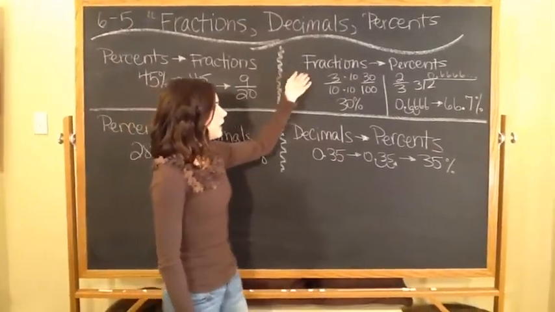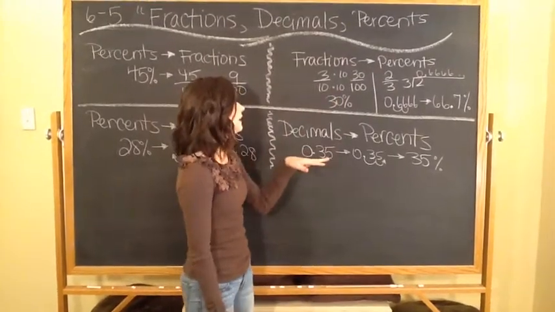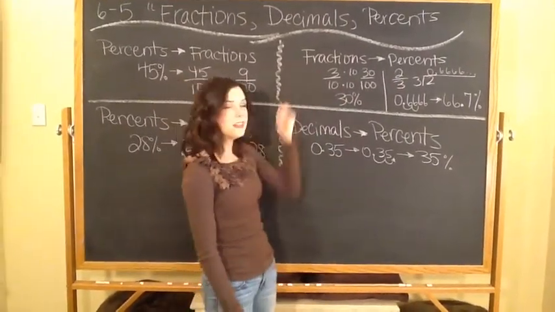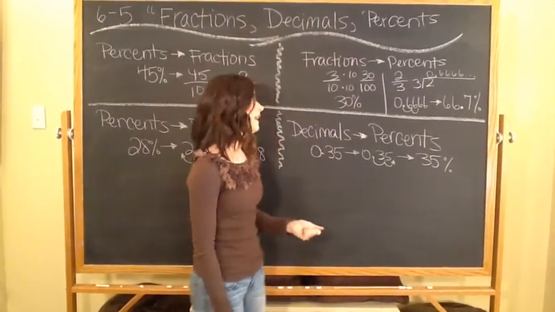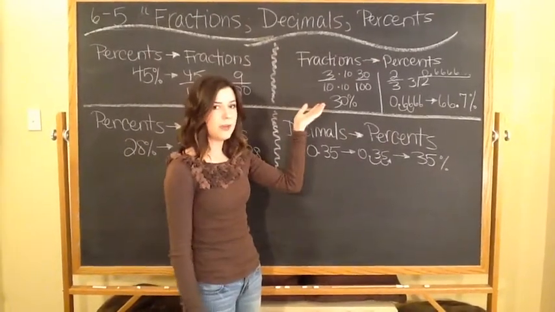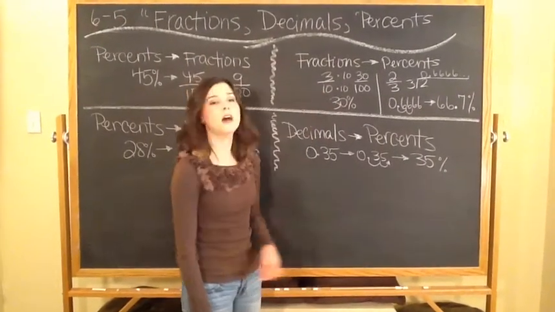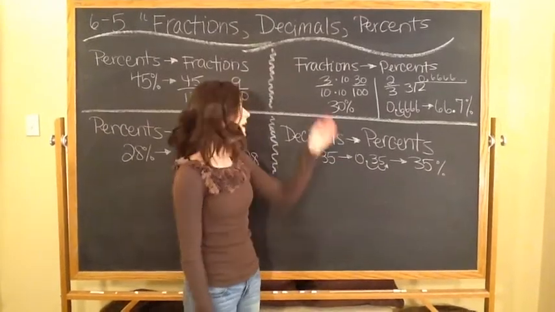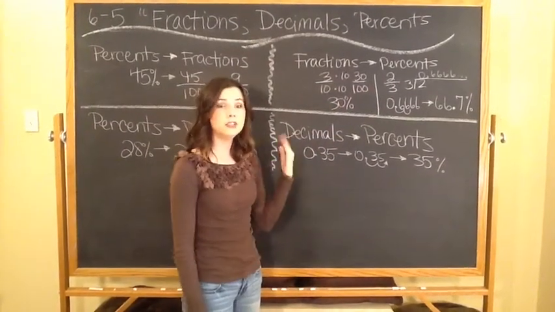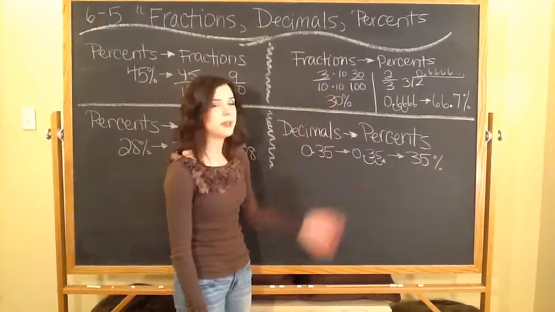Now, if we're going from a fraction to a percent, that means we take the fraction form and make it into a percent. One way you can do it is, if the denominator can go into 100, change it to 100. Then you do the same to the numerator, and then you can make that a percent.